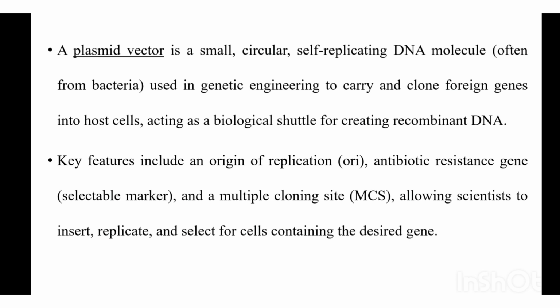Key features of this plasmid vector include an origin of replication, from where replication can start, called as ori site. Next is antibiotic resistant gene, which can act as selectable marker. A multiple cloning site, which allows scientists to insert, replicate and select for cells containing desired gene. So that selectable marker can be used to trace whether that cell contains our desired piece of gene or not.